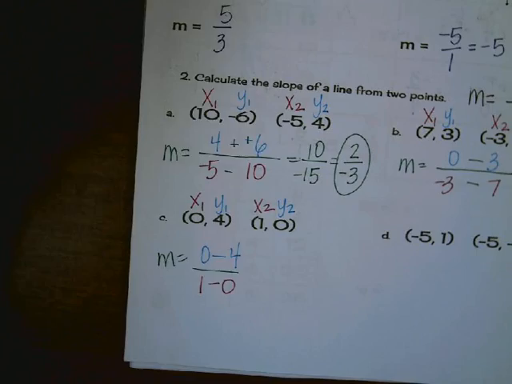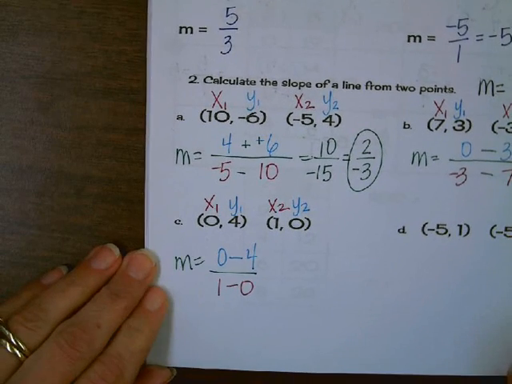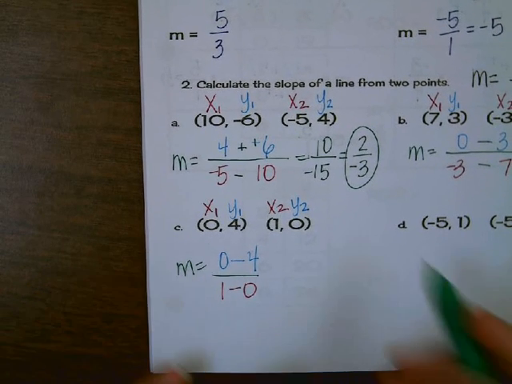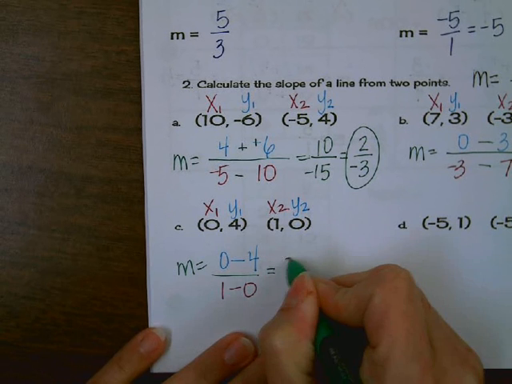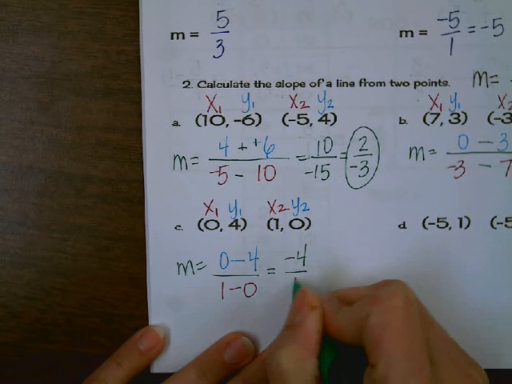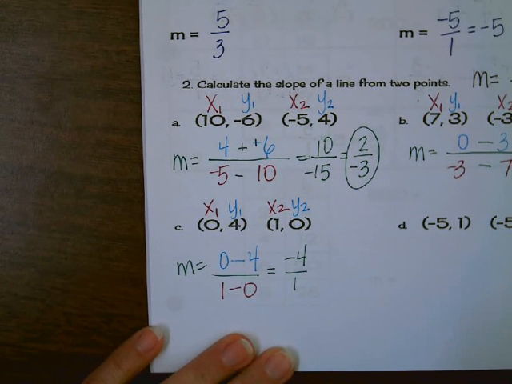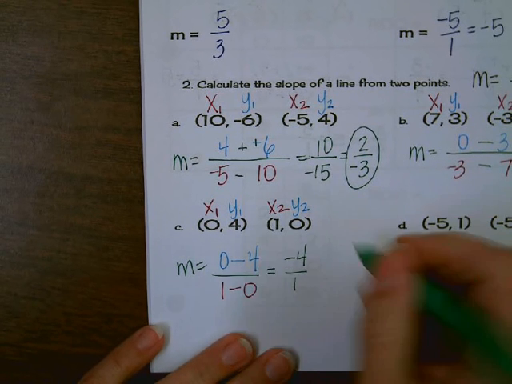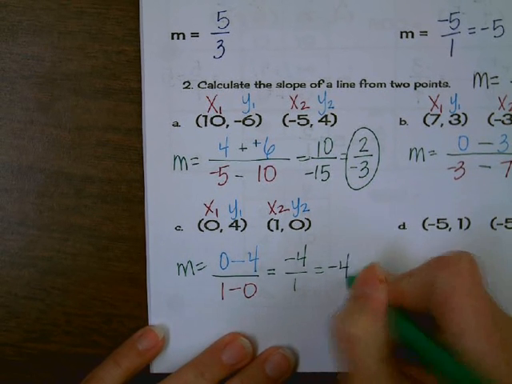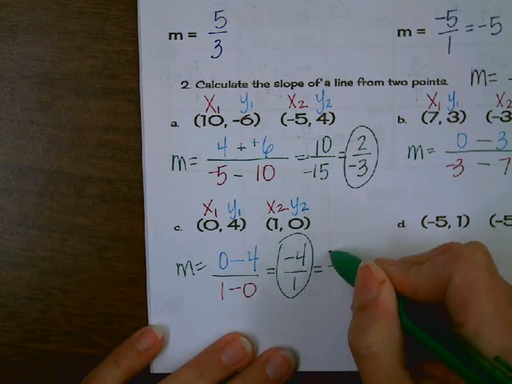That's better. All right, so now that I've got that, I'm going to go ahead and solve it and simplify it. So 0 minus 4 is -4. 1 minus 0 is 1. I can look to see there's nothing that can go into both my -4 and my 1 to make it smaller, so I can leave it like that, or I can set it equal to -4. Both of those are acceptable answers.